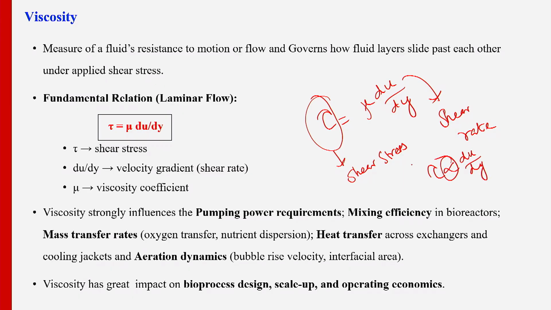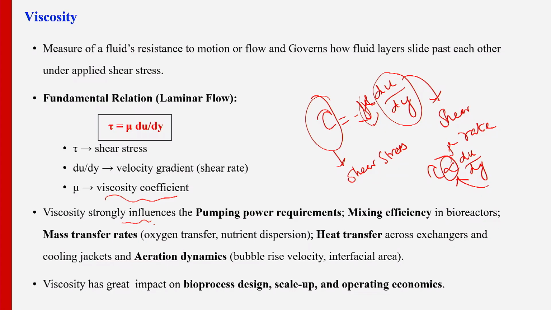When you want to remove the proportionality, then we have to add the viscosity, mu. So this is Newton's law of viscosity, tau equals mu du by dy, where du by dy is the velocity gradient and mu is the viscosity. Why do we study viscosity? Mu is called the viscosity coefficient, and again tau is the shear stress and du by dy is the velocity gradient.